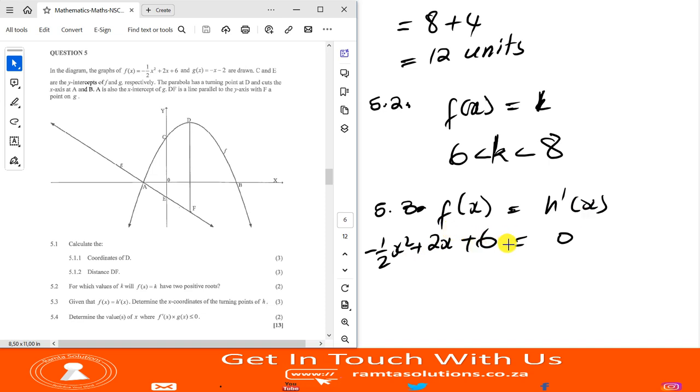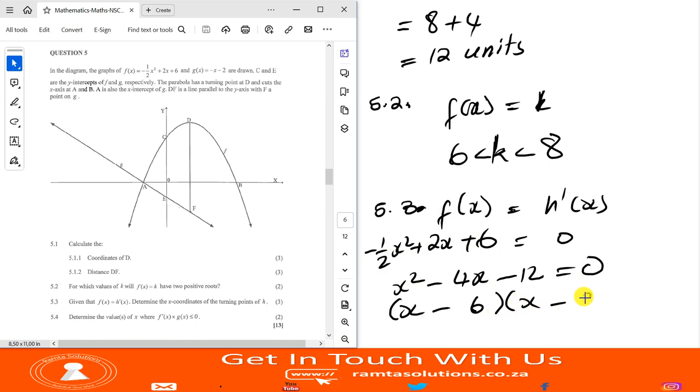Because this is the first derivative, we will equate it to 0 to find the stationary points, what we call the turning points. So proceeding, this becomes x squared minus 4x minus 12 is equal to 0. So this then becomes x minus 6, x plus 2 equals 0. So we will say x equals 6 or x equals negative 2. We have answered the question.